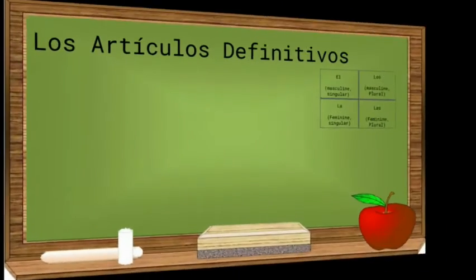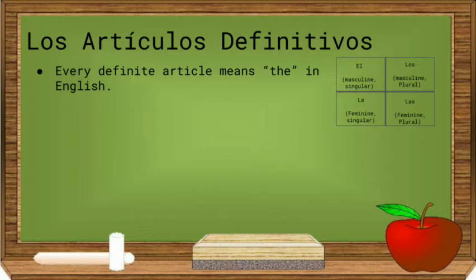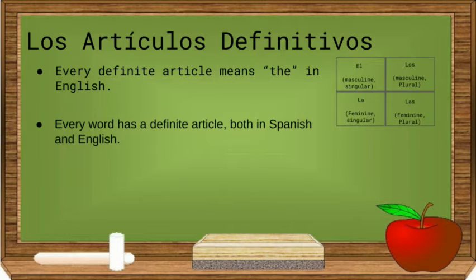So let's take a look in a moment at some examples, but first let's go over some notes. Every definite article means the in English. Okay, so each and every one of these means the, however you want to say it. Every word has a definite article, both in Spanish and in English. So if you look at a dictionary, English or Spanish, or just any dictionary, if you look up a word, it'll always tell you the definite article with it.